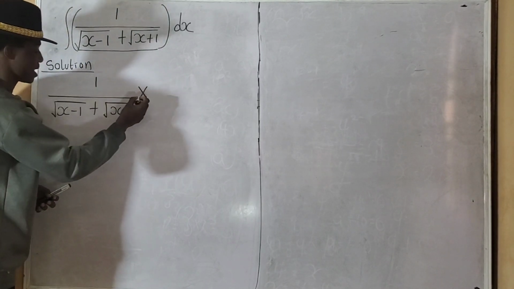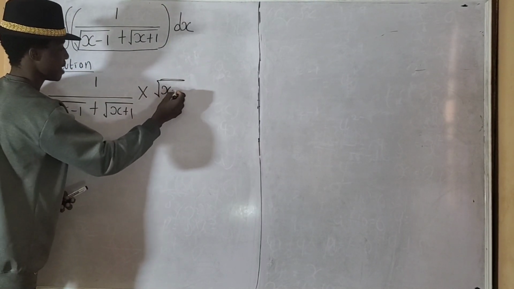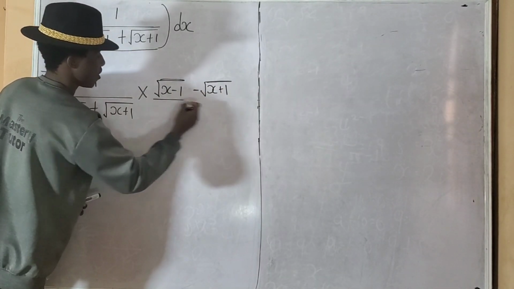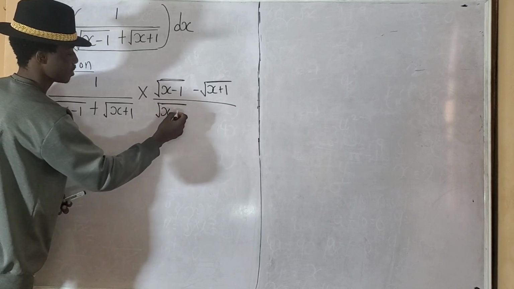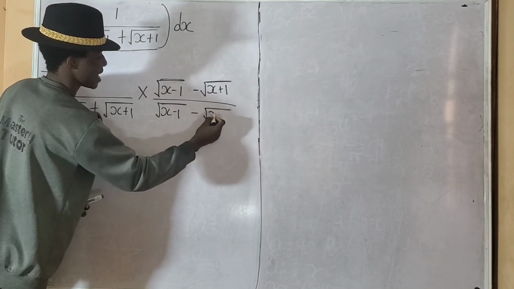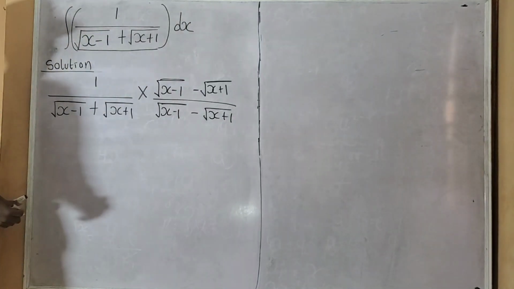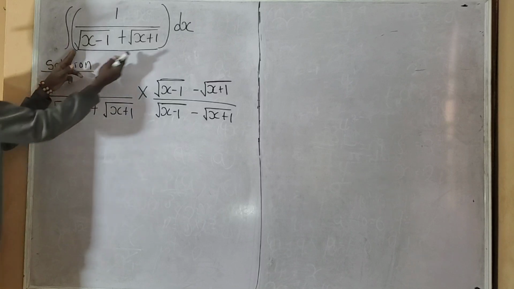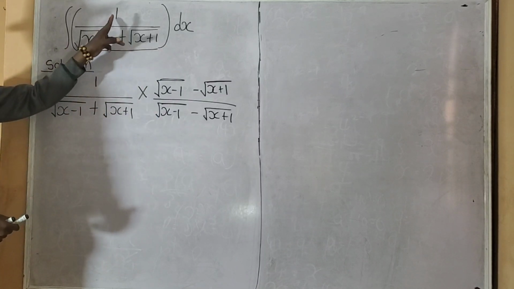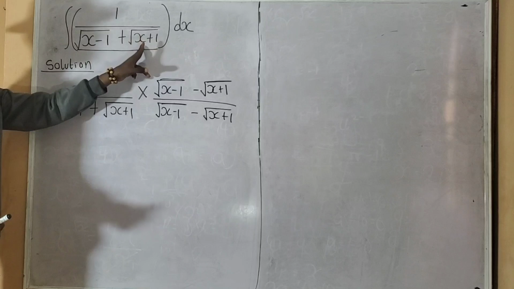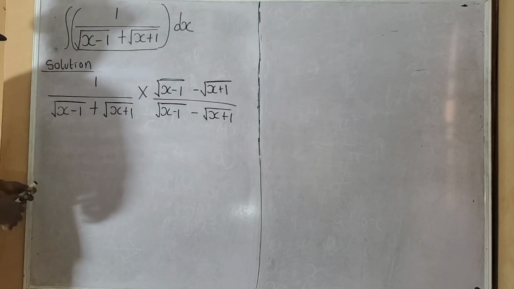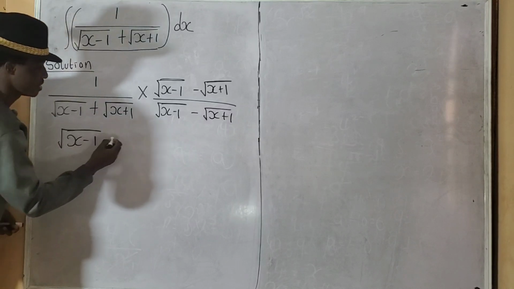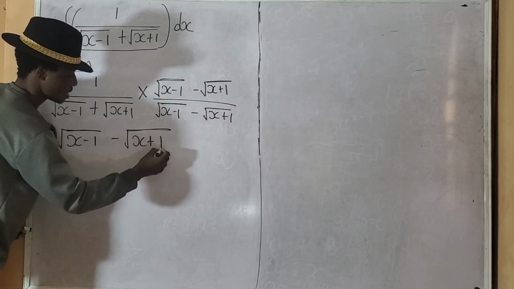So I'm going to multiply this by the square root of x minus 1 minus the square root of x plus 1, all this divided by square root of x minus 1 minus the square root of x plus 1. Are you following? You see, I've not started the integral. What I want to do first is deal with what I have here. So I bring out what I have here, 1 over root x minus 1 plus root x plus 1. So I just brought this out. So now, multiply this by 1. I'm going to have square root of x minus 1 minus the square root of x plus 1.